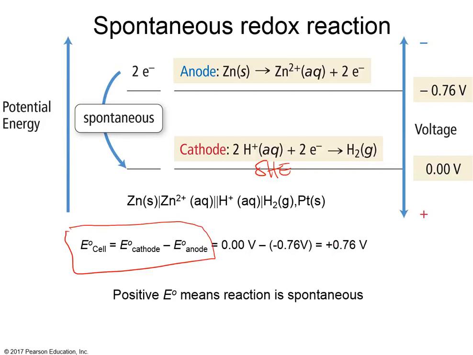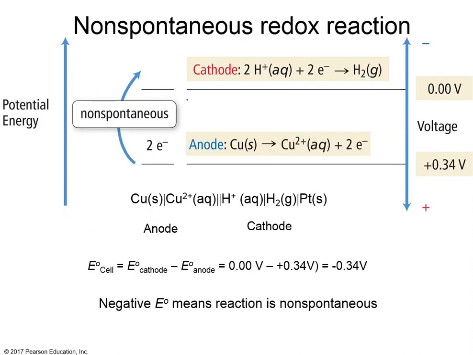So one thing, in a spontaneous redox reaction, E is positive. So E naught is positive. For every spontaneous redox reaction, E naught is positive. If E naught is negative, then it's a different thing altogether. So let's look at the non-spontaneous redox reaction.